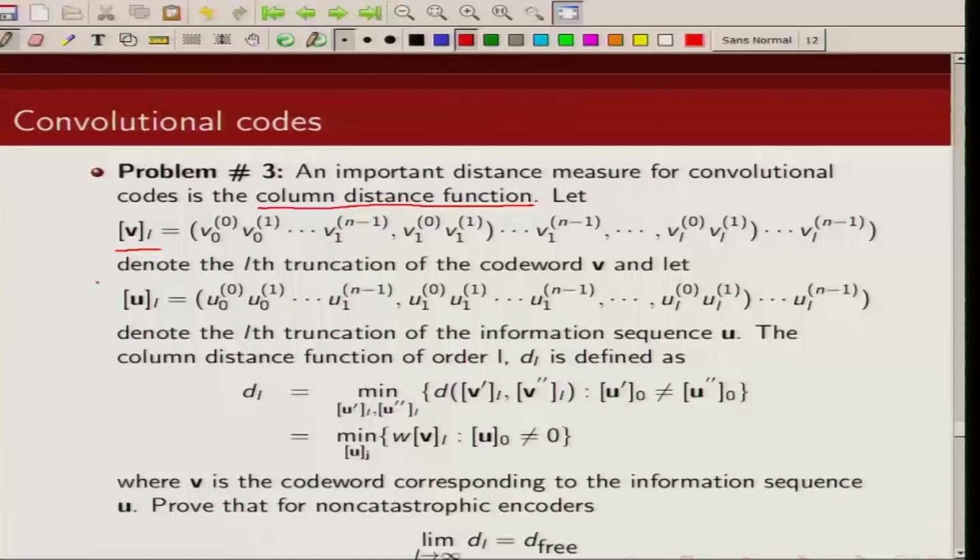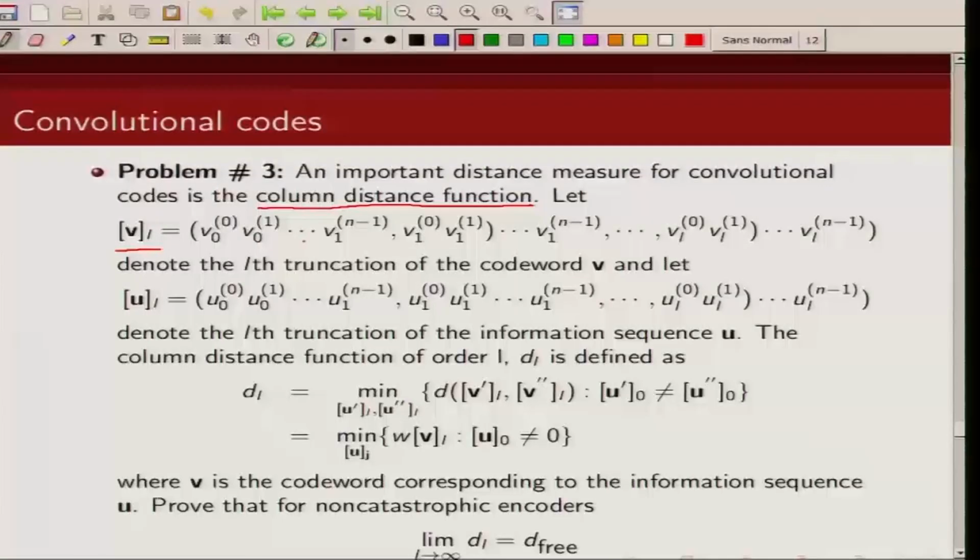So, this notation that you see, V sub L, shows essentially our code word up to time L. And what is our code word up to time L? So, this will be V0, V1, up to V n minus 1, and so on. Let us say this is a rate 1 by n code, then for the first time instance you have n bits, second time instance you have n bits, and then for L time instances you will have n bits. So, this is your truncated code word up to time L.